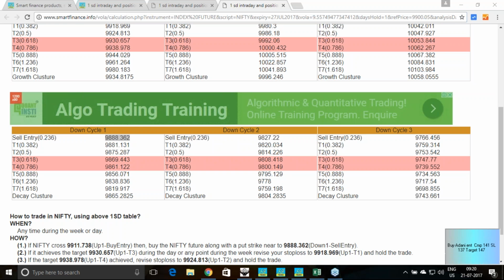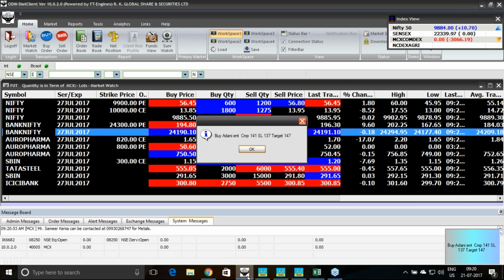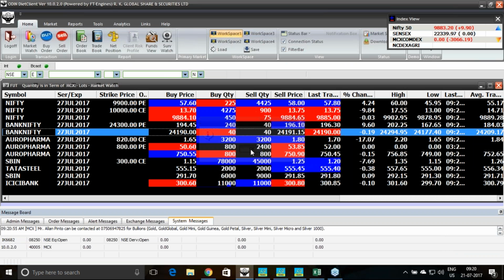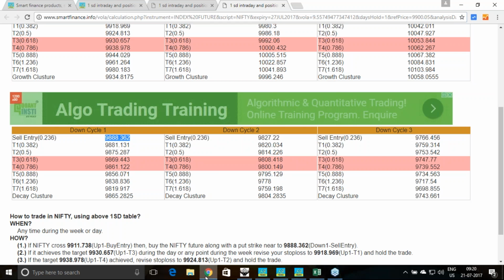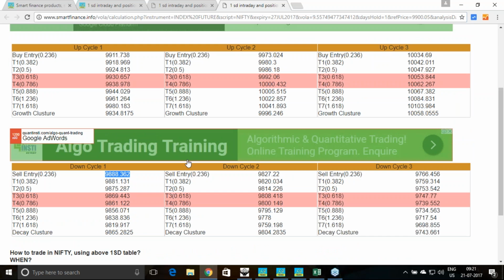Which strike call option needs to be chosen? 9,900. I will be choosing the 9,900 call option, and I'll be selling the Nifty. If Nifty reverses back or goes to the stop loss point, what will be my stop loss? Downtrend given, I have the 0.382 level, here I am selling it. It reverses back, what will be my stop loss? 9912, or I'll wait for 9919. 9911.73, this is the 0.236.